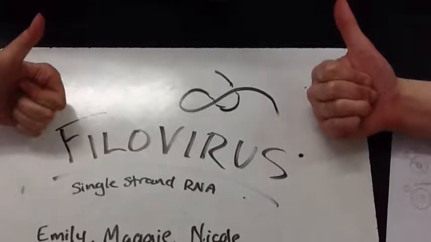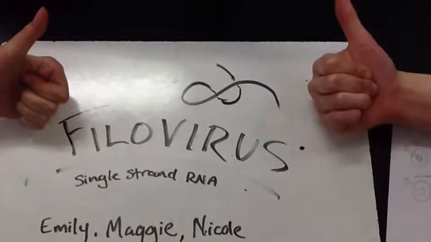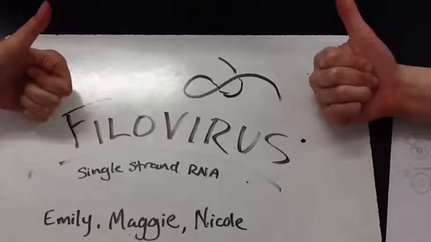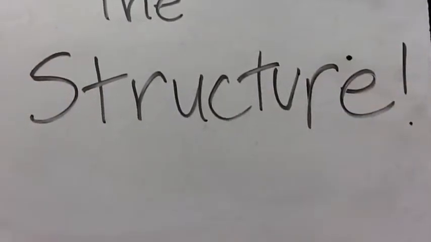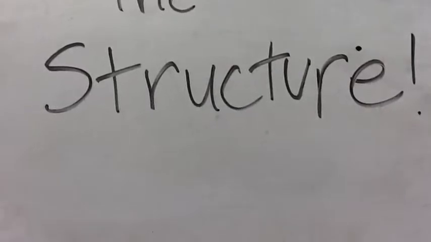The filovirus is a virus with a single-strand RNA genome. An example is Ebola. First, we're going to explain the structure of the filovirus.